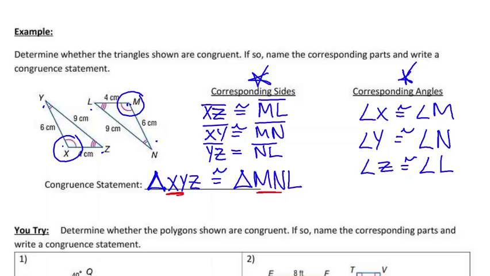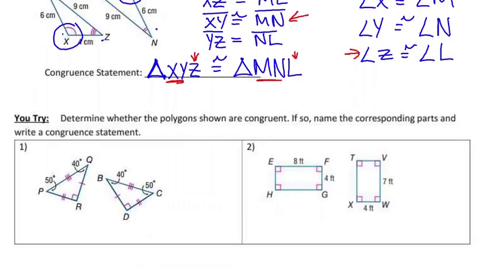XY and MN. Didn't we have that right here? If they're in the same location, Z and L angles, they were right here. As long as they're in the same location and you can match them up, you can figure out which ones are corresponding. So go ahead, I want you to try. Determine whether the polygons shown are congruent, and if so, name the corresponding parts and write a congruent statement. Make sure you do the sides and the angles, and then you can do a final congruent statement.